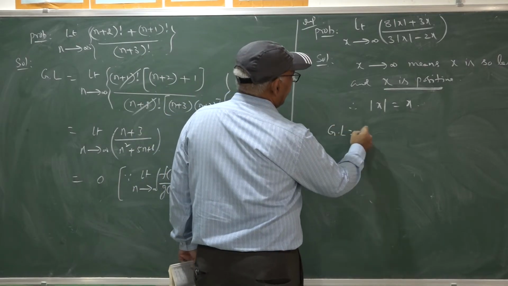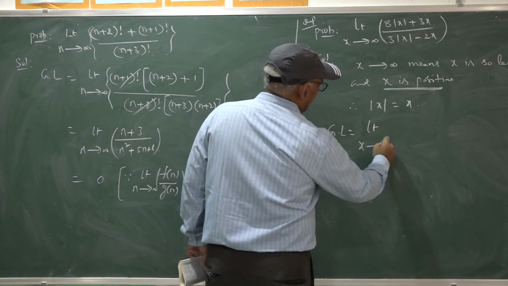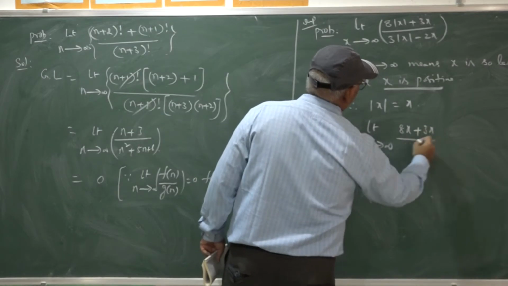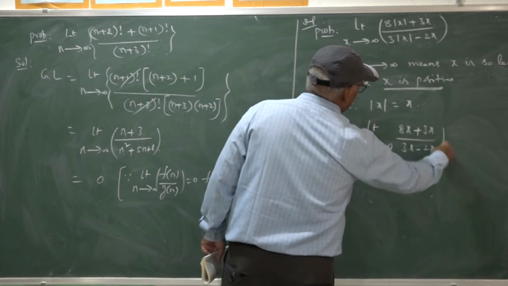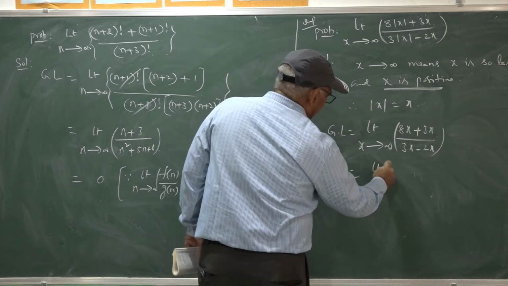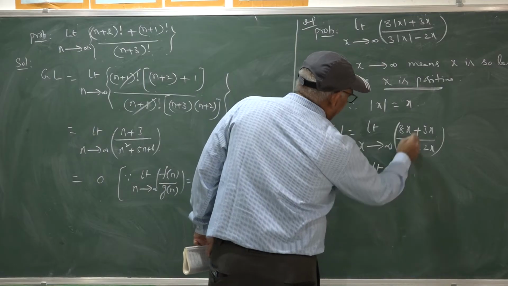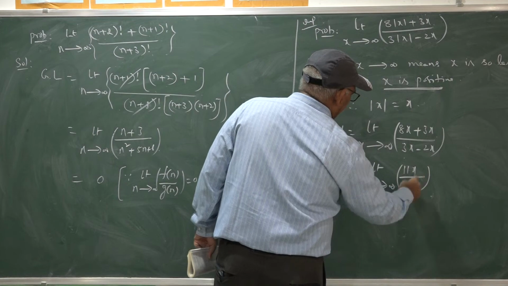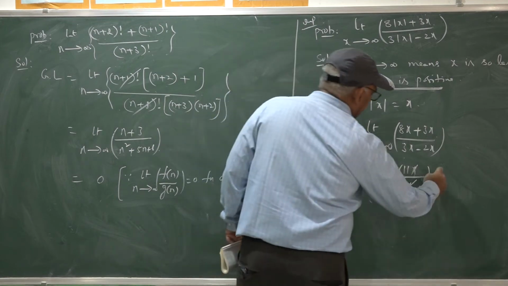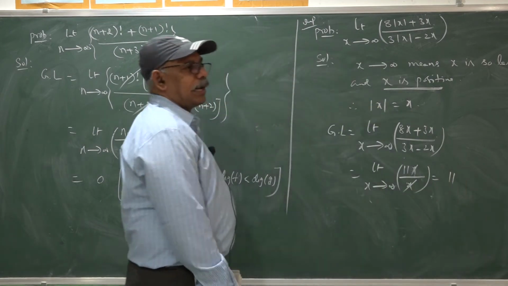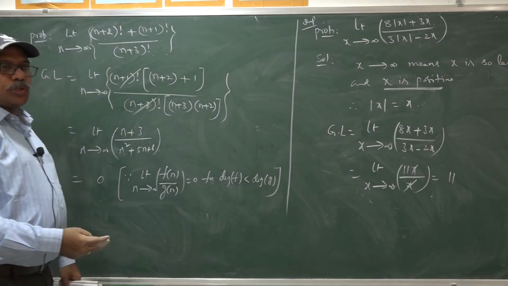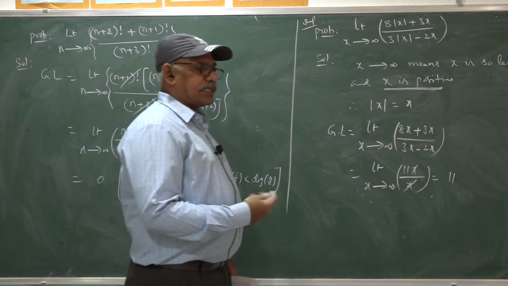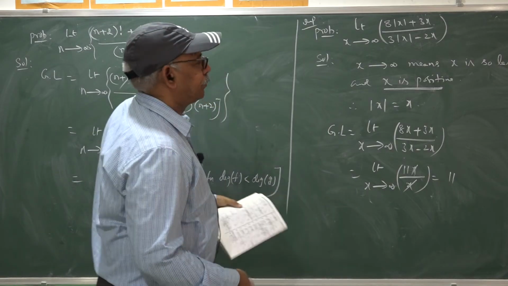Hence the given limit becomes limit as x goes to infinity of (8x + 3x) / (3x - 2x). That is 11x by x. You can remove x. So ultimately the limit is 11. X goes to infinity means x is so large and to be considered as positive.